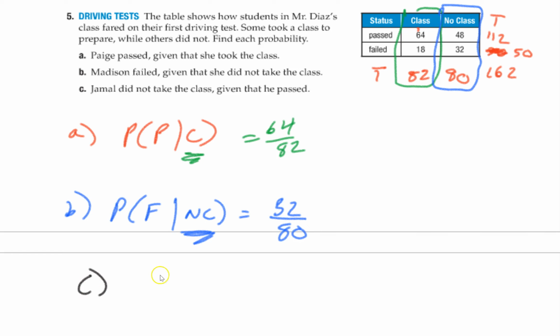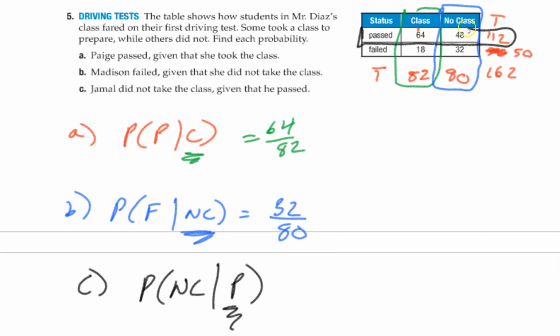And then the last one here, C. Jamal did not take the class, no class, given that he passed. So Jamal didn't need the class, he passed anyway. We know he passed, so we're looking at the pass people. Now it's a block right here. My total is going to be 112. And how many people had no class? 48. So that's how you do given that if you have a box. It's a lot easier. Whatever the given is, that's the only thing you're looking at. That's your total. You're in that vein.